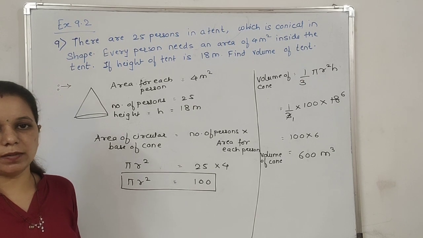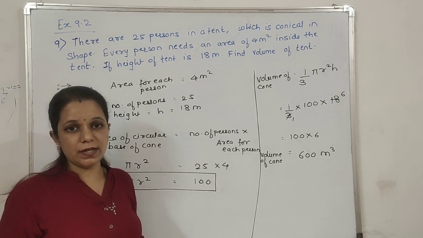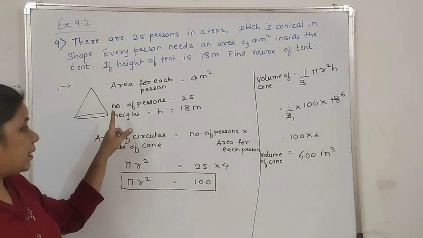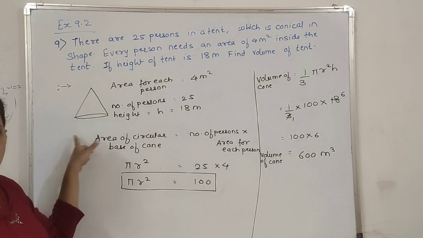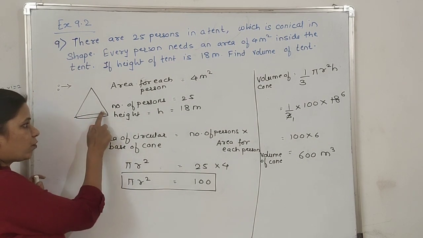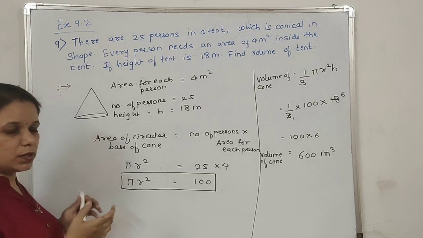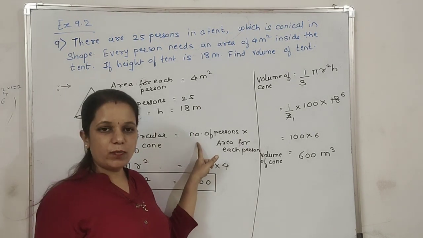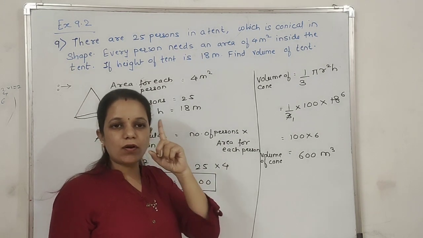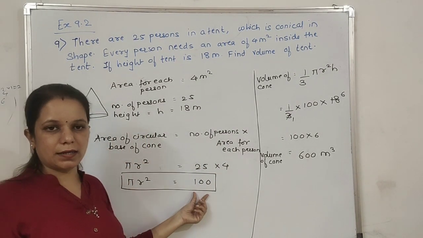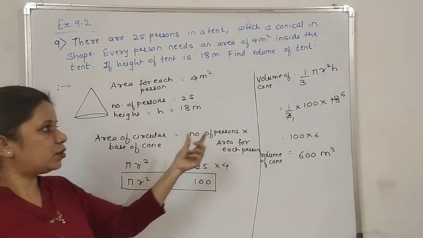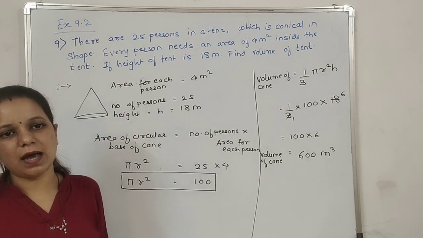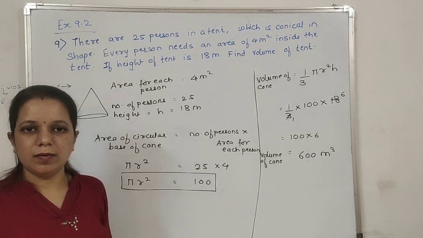Very simple problem. You just have to get the trick of it. The trick is that the cone is in the form of a circle at the bottom. So the area of the circular base will be given as the number of persons into the area required for one person, and that is 100. Now this pi r square value, directly we will substitute in the formula for volume, and you will get the answer. Very simple problem. Please note it down.